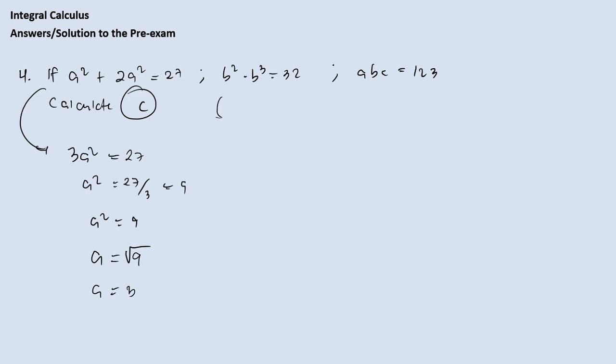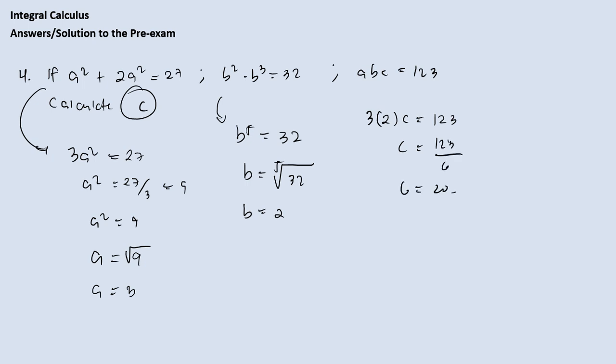Now, let's talk about b. We have multiplication. So, this is simply an addition of the exponents. So, this becomes b to the 5th power is equivalent to 32. So, b is the 5th root of 32, and b is equivalent to 2. Calculate na lang. So, now we have a, b, c. We have a is equivalent to 3 and b is equal to 2, and we don't know the value for c. So, c is equivalent to 1, 2, 3 divided by 6, and then c becomes 20.5. So, this is the answer, 20.5.